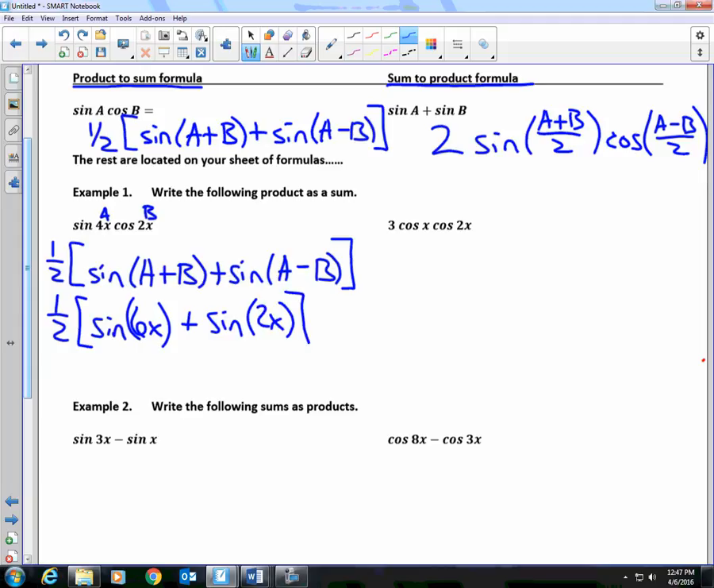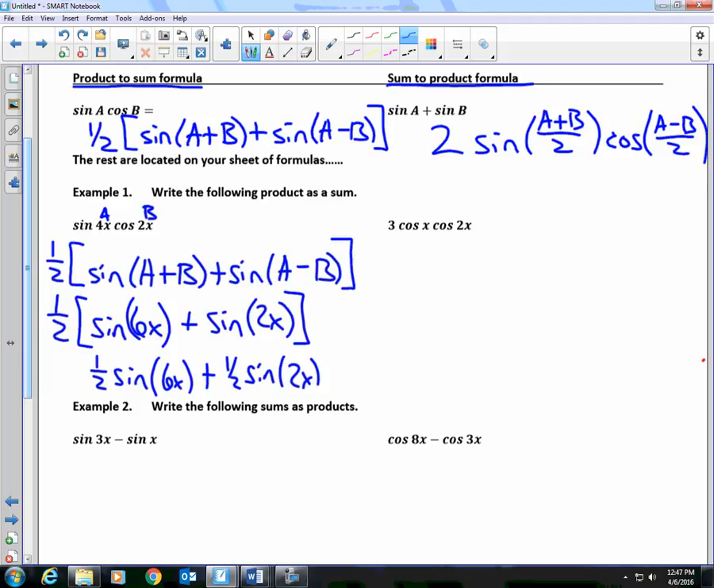2x. If you want to distribute the 1/2 through, you can. You could get 1/2 sine of 6x plus 1/2 sine of 2x. But you may not multiply the 6x or the 2x by 1/2. But I would accept either of the bottom two answers. That's all you have to do. That's it.